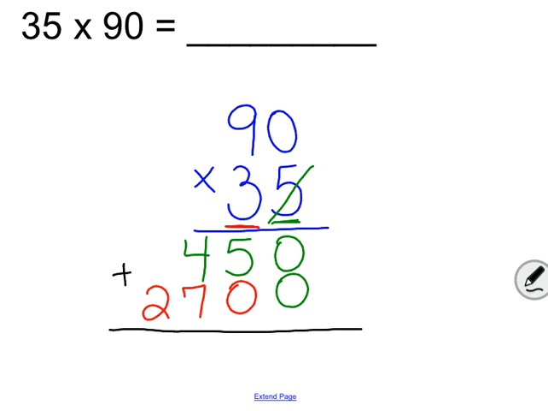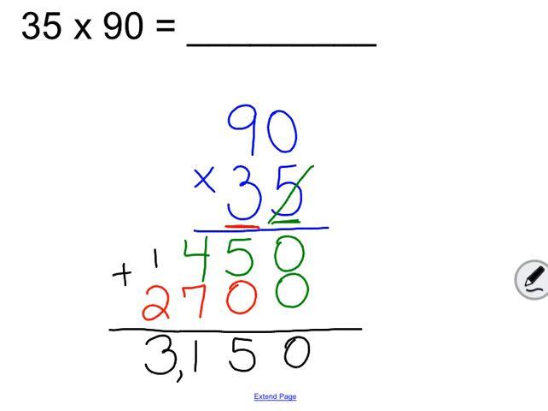So I have 0, 5 and 0 is 5, 7 and 4 is 11. Put the 1, regroup. 1 and 2 is 3. And my answer is 3,150.